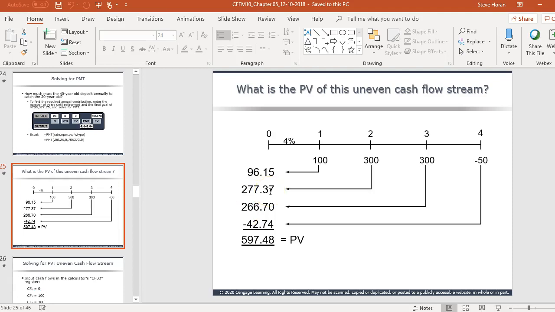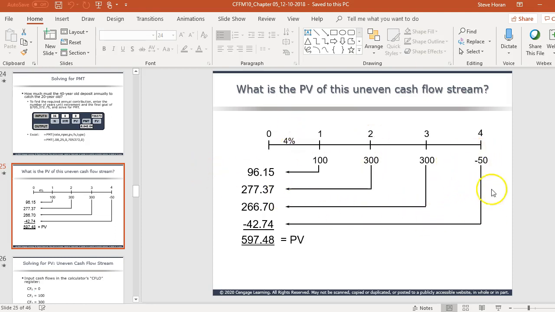Let's resume chapter 5. On the screen, we have the present value of an uneven cash flow stream. And these are a little bit harder to calculate because you have to make each calculation by itself and then add them all together. So, obviously at time 0, we don't have to do any discounting. There is not a dollar amount here for time 0, but for time 1, we take $100 discounted 1 year at 4%. In 2 years, we take $300 and discount it 2 years at 4%, and so on.